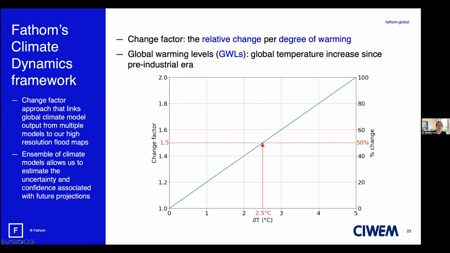So as a simple example, if we look at the plot on the right-hand side, we can follow the red arrow vertically upwards to see that a global warming level of 2.5 degrees C results in a change factor of 1.5, which is equivalent to a 50% increase in the variable that we're interested in, which might be extreme precipitation, for example. And we calculate probabilistic change factors for each peril from ensembles of models where we can, rather than from single models, allowing us to estimate some of the uncertainty and confidence that we have associated with our future projections.